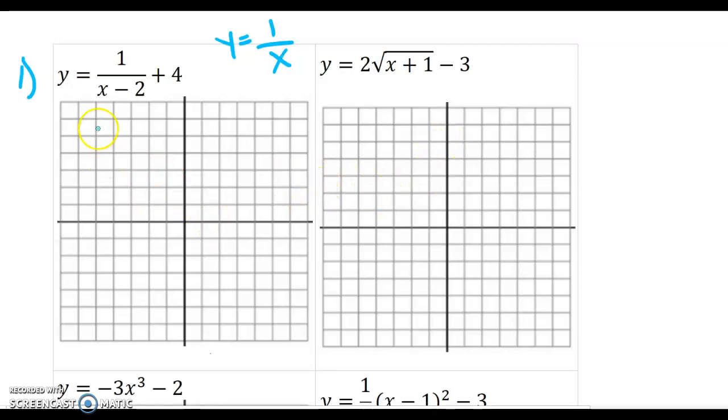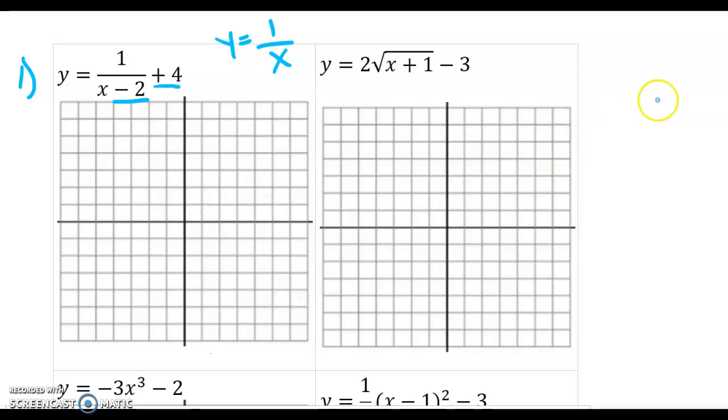Hopefully you're able to say, yeah, mister, since this negative 2 is being subtracted from my x, I know that means we're being horizontally shifted to the right by 2 units. Same thing here with this plus 4 being added to my function as a whole. I know that my function is being vertically shifted up 4 units.